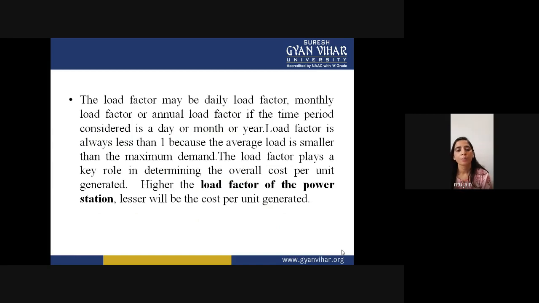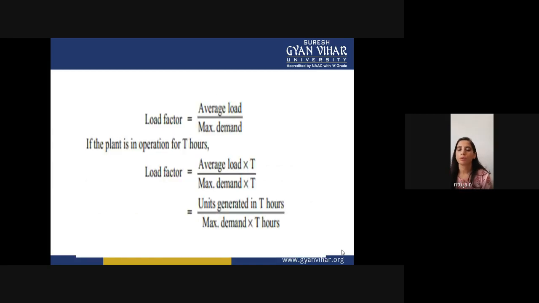Why is it so? Because you have seen the formula that load factor is equal to average load upon maximum demand, and maximum demand is always greater than your average load. For example, in your house you have connected 4 bulbs of 100 watt, so total load is 400 watt, and you are connecting a fan that is also 100 watt, so total load is 500 watt.